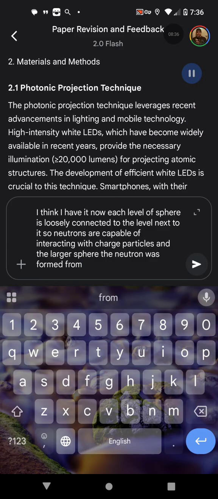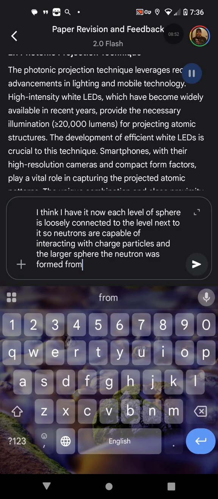2.1 Photonic projection technique. The photonic projection technique leverages recent advancements in lighting and mobile technology. High-intensity white LEDs, which have become widely available in recent years, provide the necessary illumination, ≥ 20,000 lumens, for projecting atomic structures. The development of efficient white LEDs is crucial to this technique.